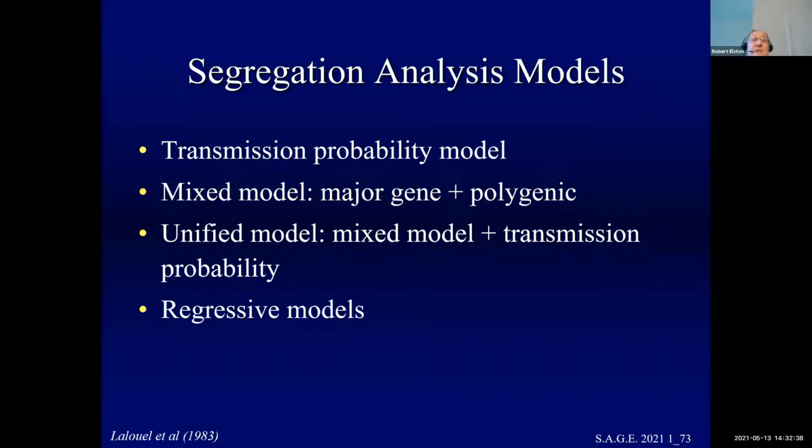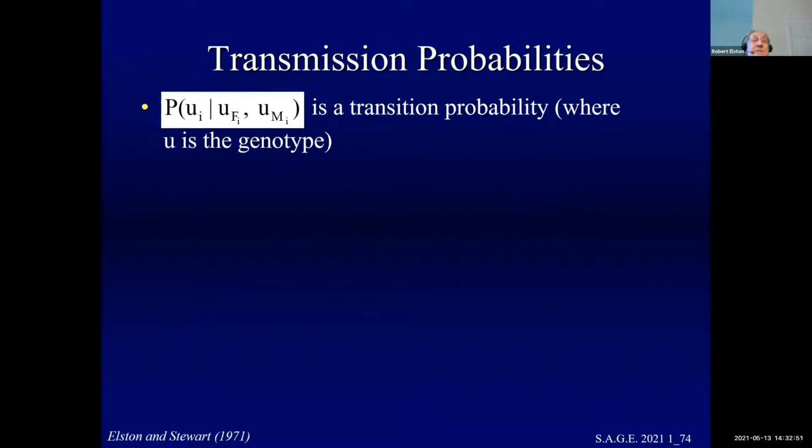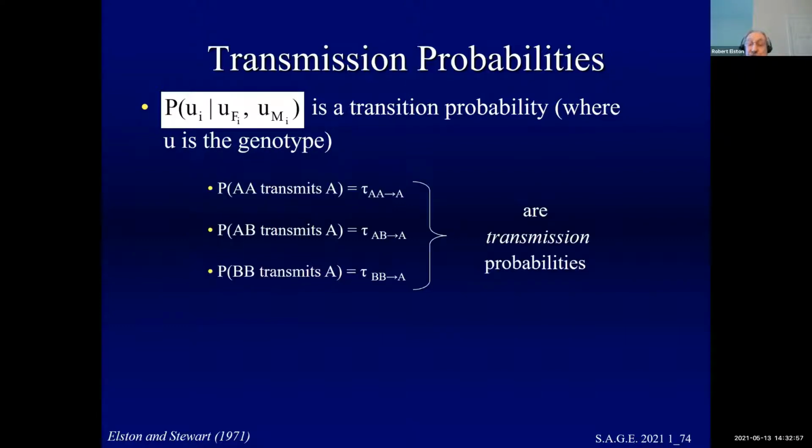Now, the transmission probability model was first introduced in the Elston-Stewart paper. The probability that an individual has genotype U_i, given the two parental genotypes, U_Fi and U_Mi, is a transition probability where U is the genotype. On the other hand, the probability that the AA individual or AB individual or BB individual transmits a capital allele, these are transmission probabilities. These are the ones that we look at in the transition probability or transmission probability model. These are the parameters of interest.